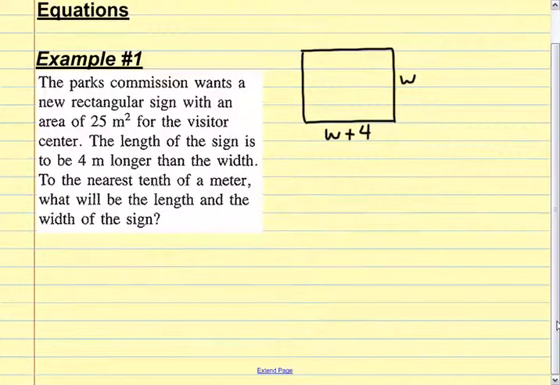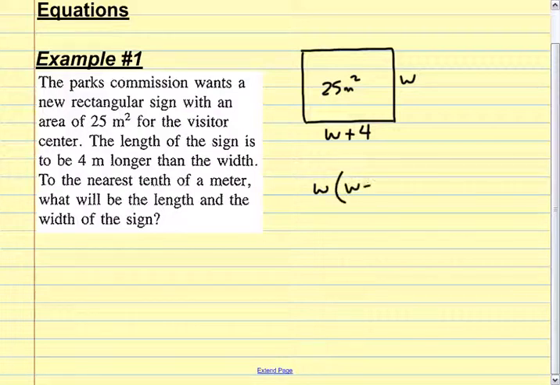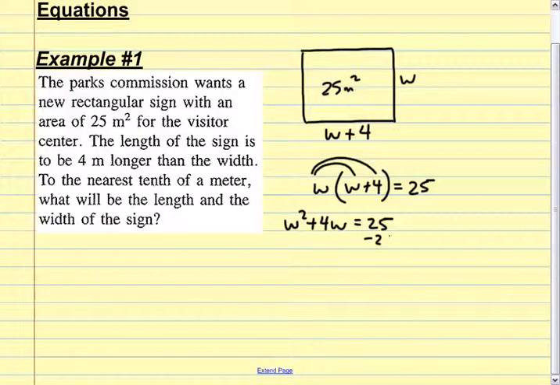Well, I know that the area is supposed to be 25 meters squared, so that means that W times (W plus 4) needs to equal 25. Okay? All right, well, let's simplify this. Let's multiply it all out and get everything on one side, and then we'll see how we want to solve this. So W times W is W squared. W times 4 is 4W, is equal to 25. This looks like completing the square might be best. I mean, factoring is not going to work. Let's subtract 25 from both sides, just to see. W squared plus 4W minus 25 is equal to 0.